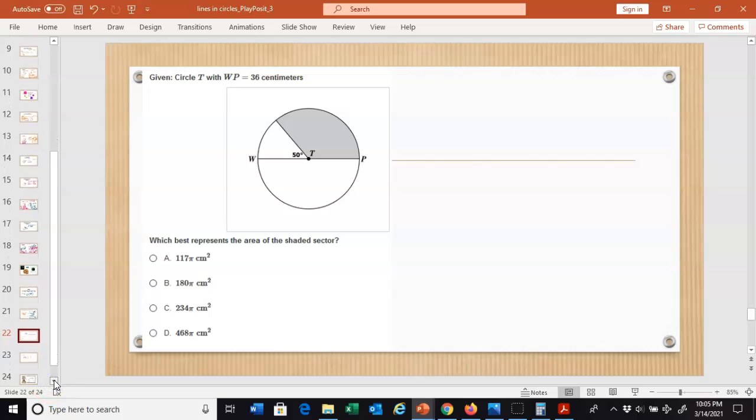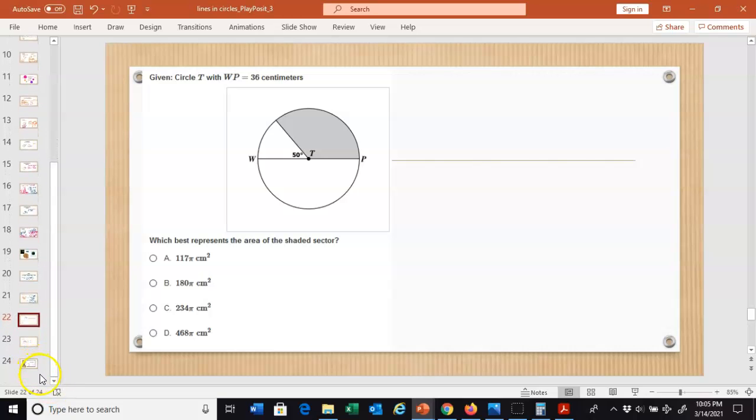Here's another one. Which best represents the area of the shaded sector? So see, these answer choices are leaving pi in the answer, so they're not multiplying it out. So let's do this. Area equals pi times r. It does not tell us what r is. It tells us that WP is 36. So if the whole thing is 36, then half of that would be the radius, right? So half of 36 is 18.